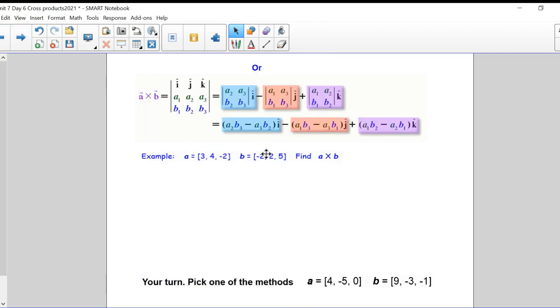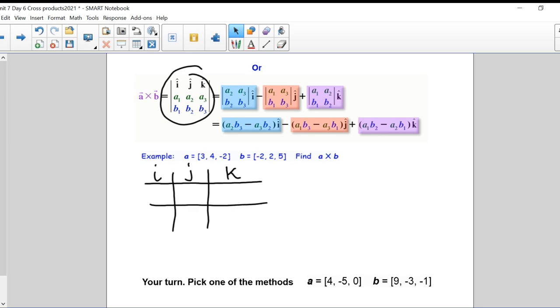You see what I have up here? I, J, and K. I'm going to create a little table. I'm going to put I, J, and K here. Then I'm going to put the numbers that come from the first vector, 3, 4, and minus 2. And the second vector, minus 2, 2, and 5. Now, I want to get the first number that comes out of the cross product. So here's what I do. I'm going to use a dotted line for this.